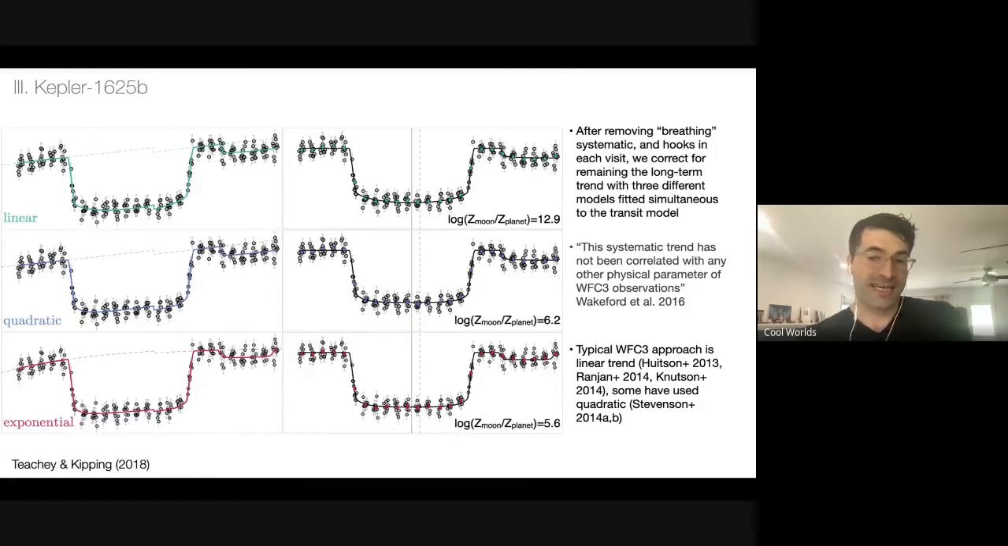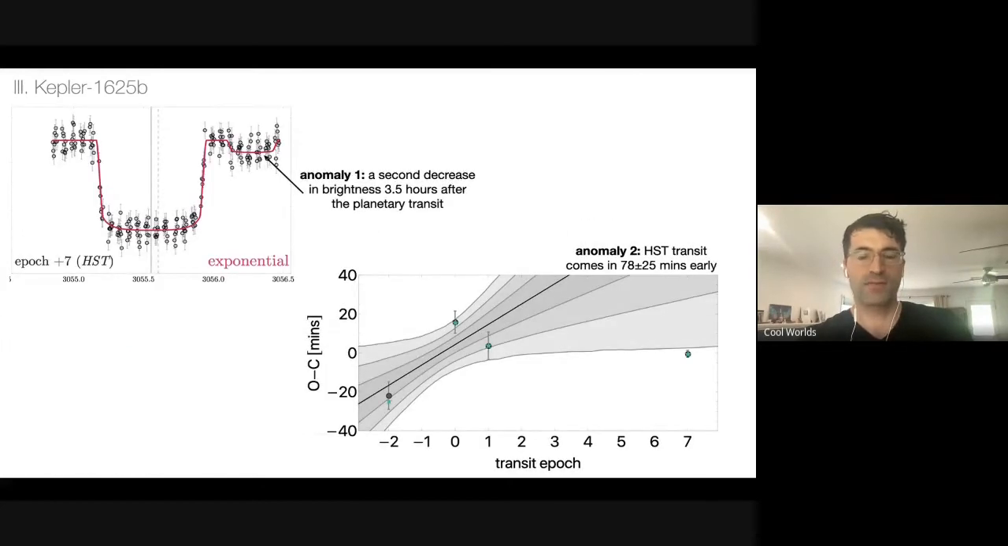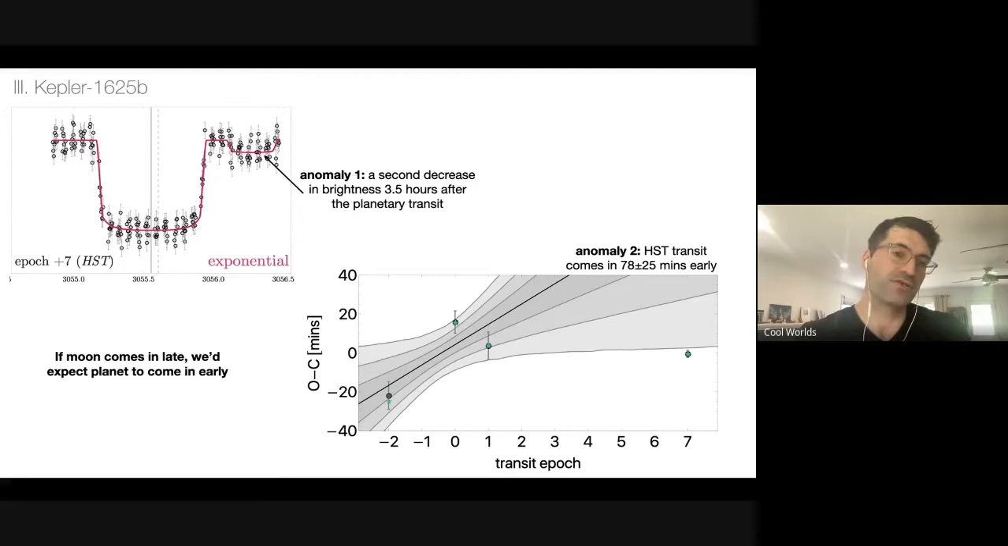In each case, the evidence for a moon is pretty strong. Doesn't really matter how you detrend this. You do see evidence for that dip. And the other thing I want to point out, there's basically 2 anomalies here. There's the dip, of course, which occurs 3.5 hours after the primary transit. But there's something else. There's the TTV, and you can actually see that on those 2 vertical lines.